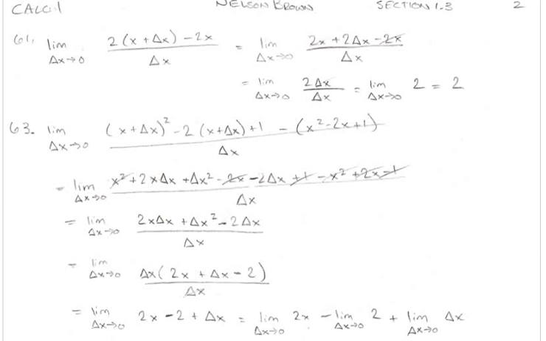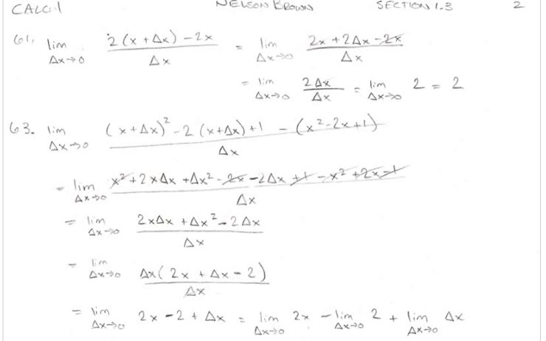Okay, so in problem number 61, again, we are still finding the limit, if it exists, per the instructions. So, in problem number 61, we have the limit as delta x goes to 0 of 2 times the quantity x plus delta x, minus 2x, divided by delta x.